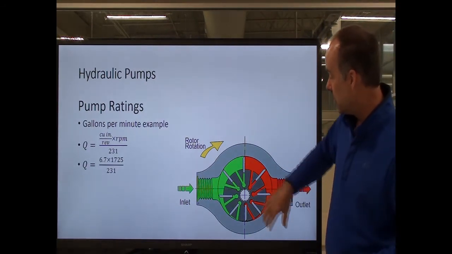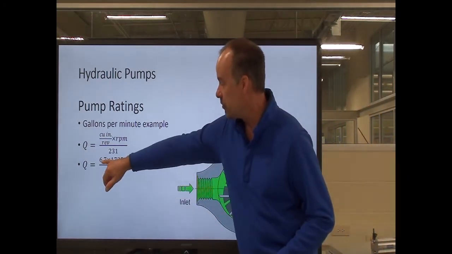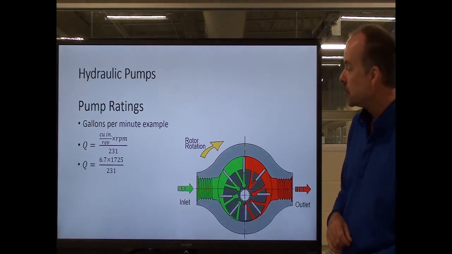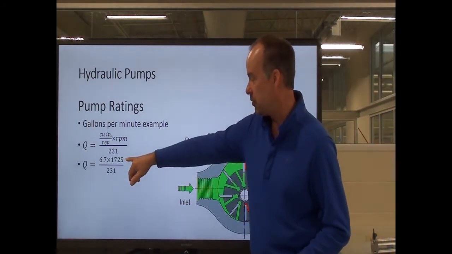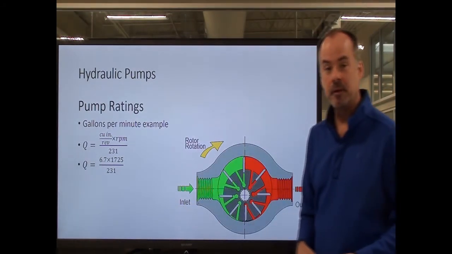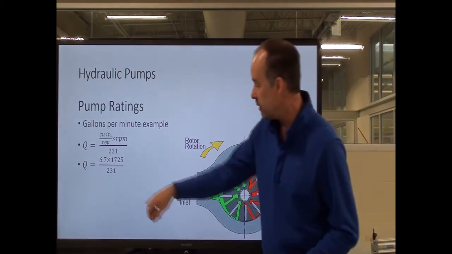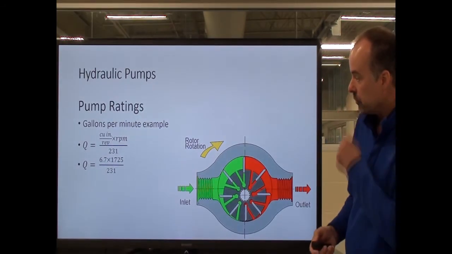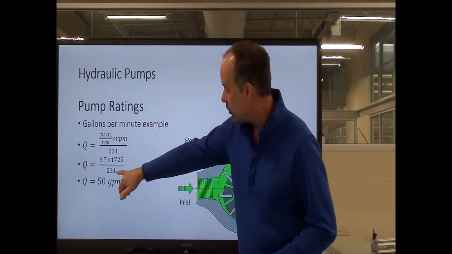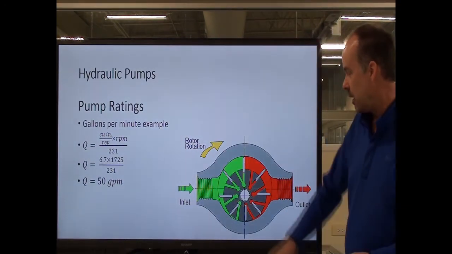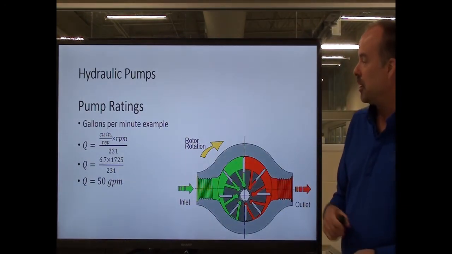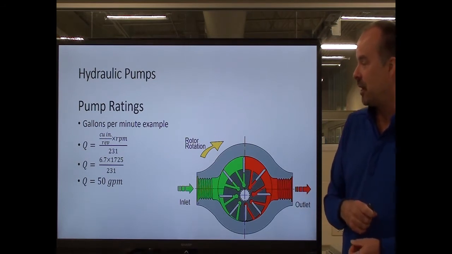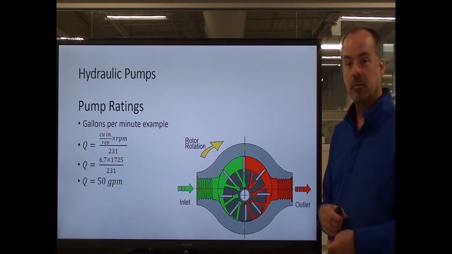So let's say this pump right here can move 6.7 cubic inches per each revolution of the rotor. And the motor we've got it hooked to is spinning 1,725 RPM. So for each minute, we're going to move this times this. So let's do that. And then we divide it by 231, and that gives us a pump that has a cubic inch per revolution volume of 6.7 cubic inches, turning at 1,725 RPM, will move 50 gallons of fluid per minute.